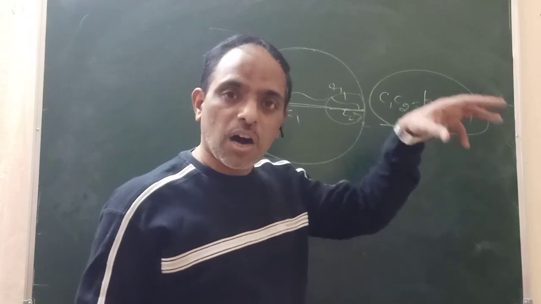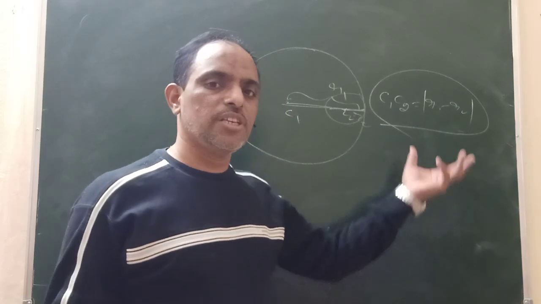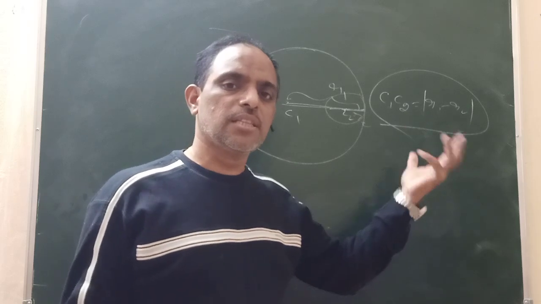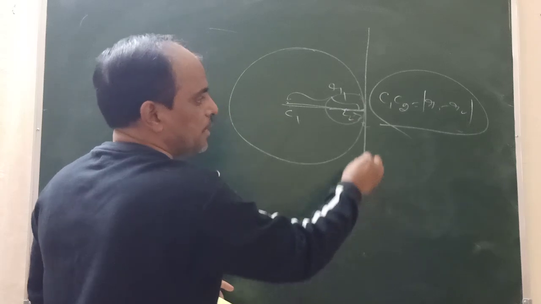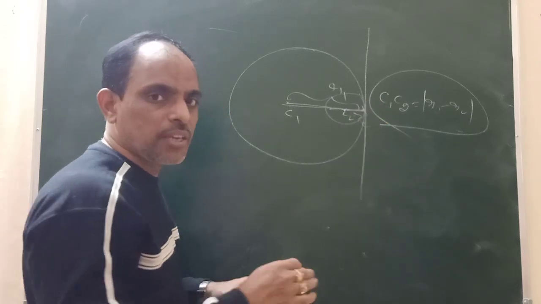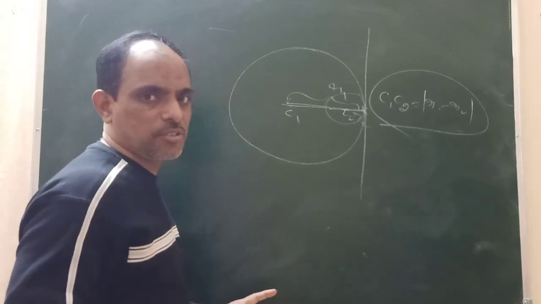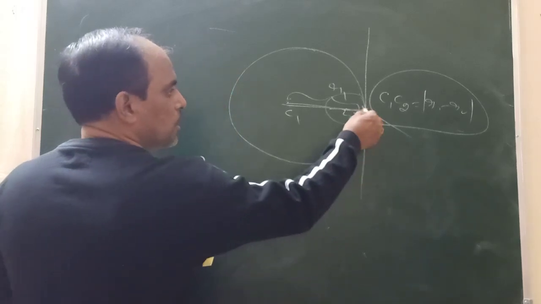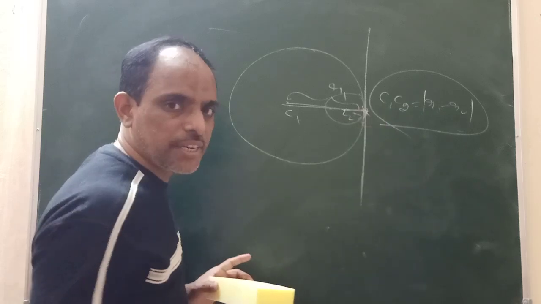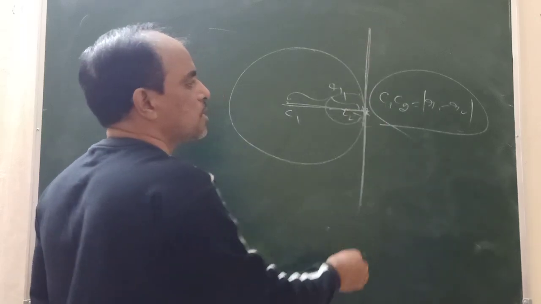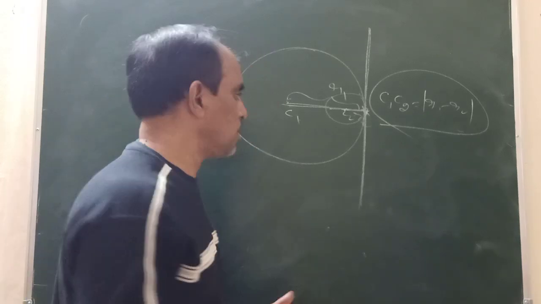If C1 C2 is equal to R1 plus R2, then the circles touch each other externally. If it is R1 minus R2, the circles touch each other internally. And there will be only one tangent. Here the tangent is nothing but this one. This is a direct common tangent only. Now this is also very easy to find. This is the point of contact of the two circles.